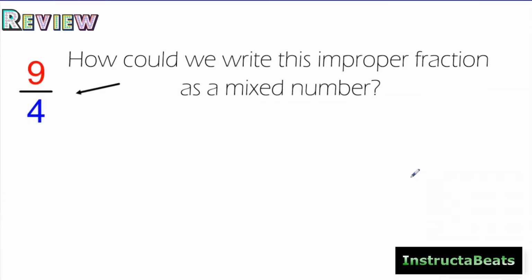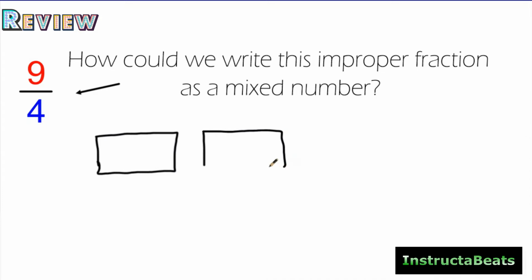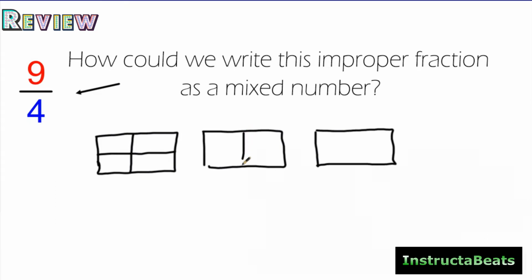All right, but before we get to the shortcuts, what was the long cut? If you haven't been with us, how do we write this improper fraction as a mixed number? So the first thing I'd have to do is draw out my area models. I'm going to start with 3 right here. And I see that my denominator is 4, so I'm going to split each of these into 4 equal pieces. Typically, ooh, that was not very equal, but I'm going to do my best.